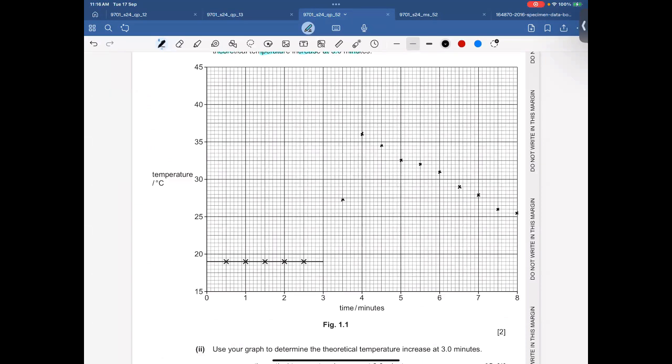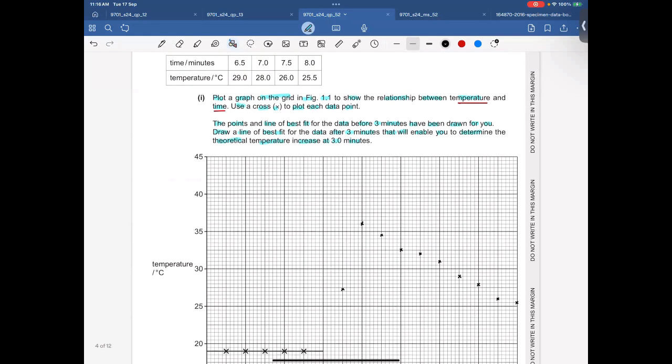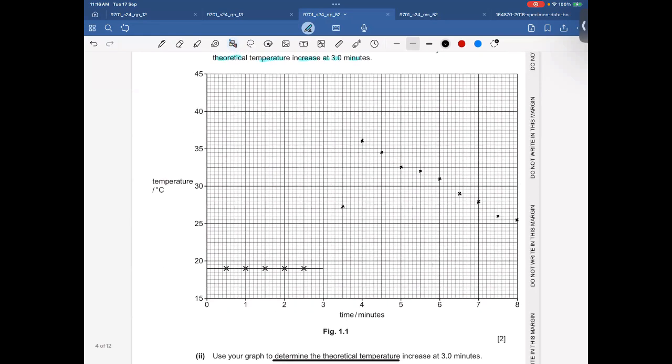Let me draw the line of best fit. At 8, it has to be like this. And I need to extrapolate it.